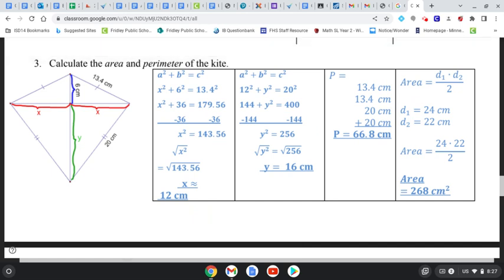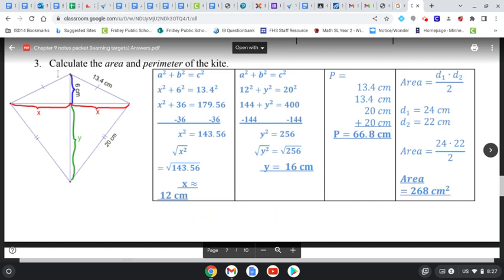So to solve this, we need to go ahead and think about the triangles here. This whole chapter is about the Pythagorean theorem. So we need to find right triangles. And inside the middle here, these are all right angles. So a squared plus b squared equals c squared. That's our Pythagorean theorem. So I'm going to use x and then 6. Those are my two legs. x squared plus 6 squared equals 13.4 squared, because that's the hypotenuse.